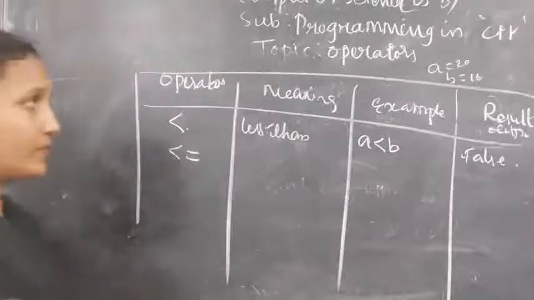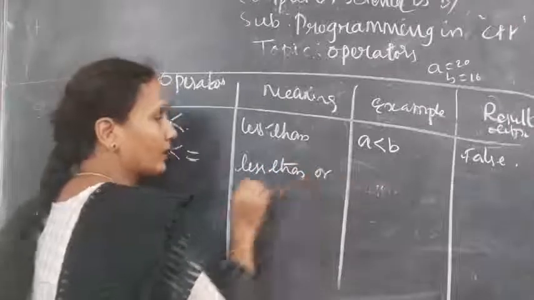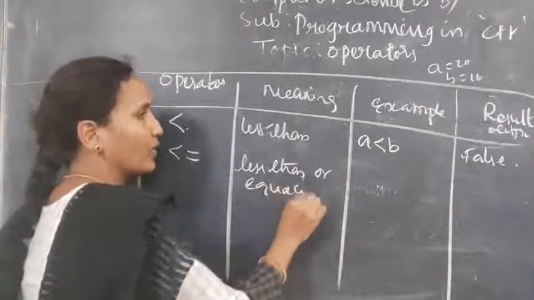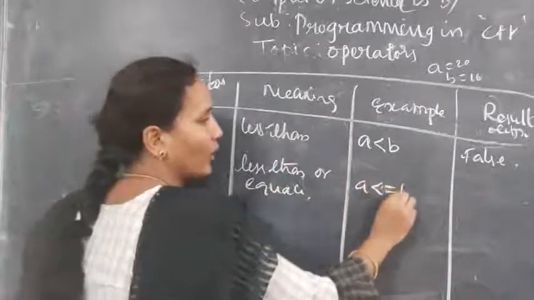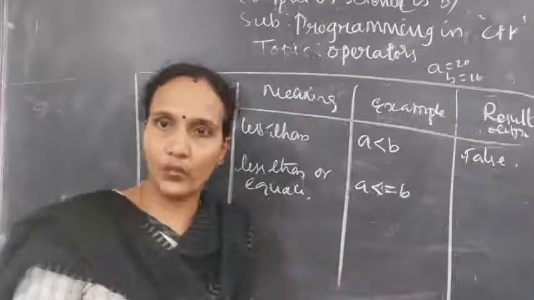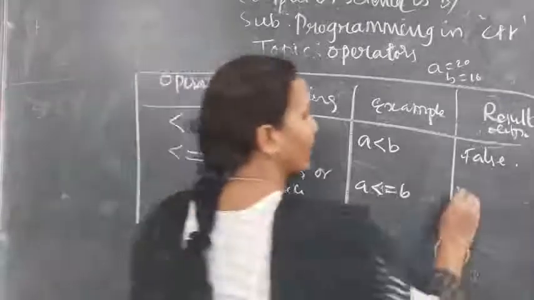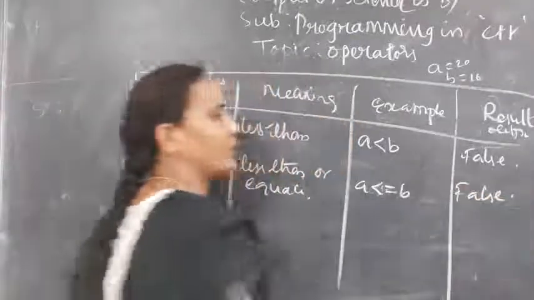Now the next one is less than or equals to. These are two operators: less than, or equals to. A less than or equals to B. A is less than B, which is false, or A equals B, which is also false. So you will get the result false.